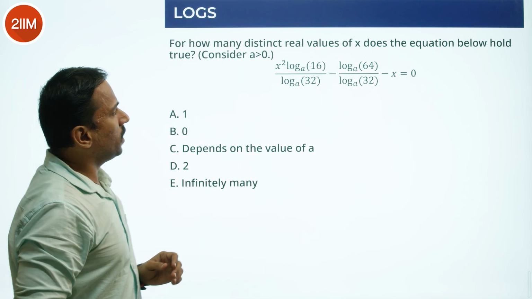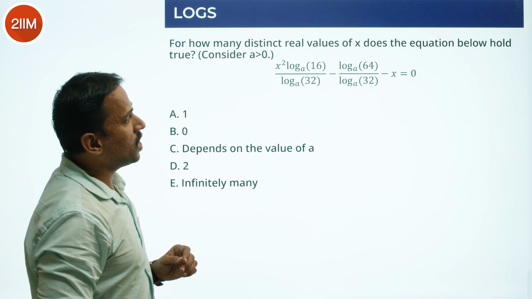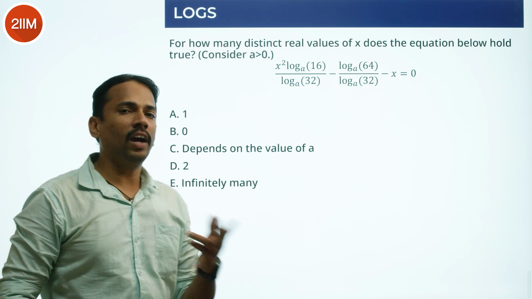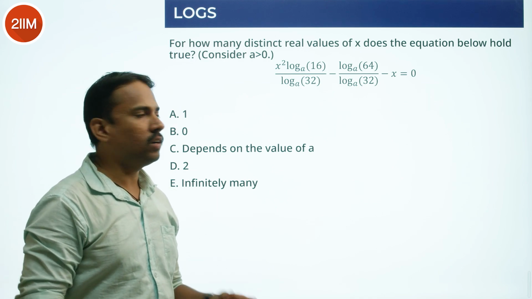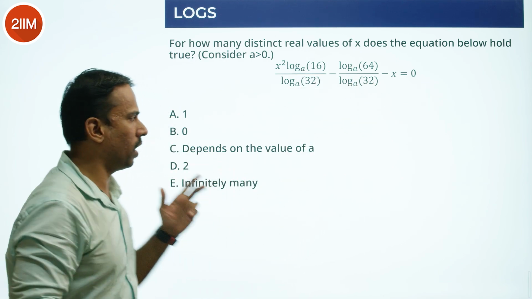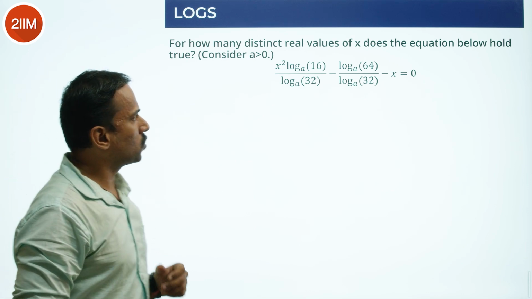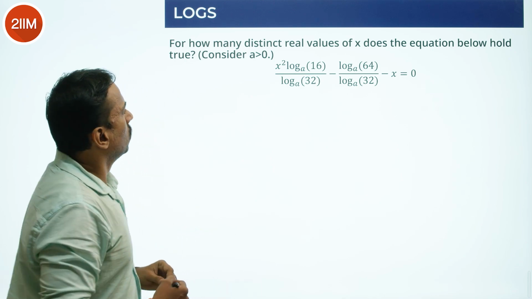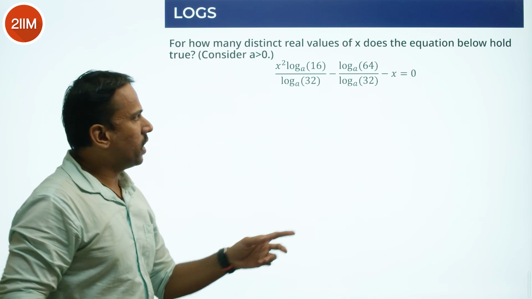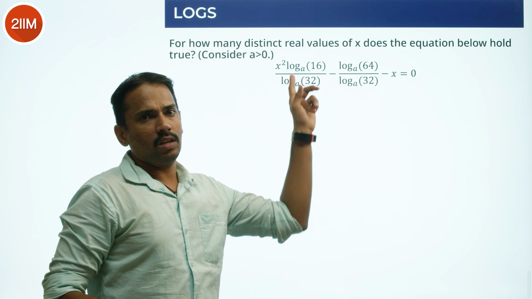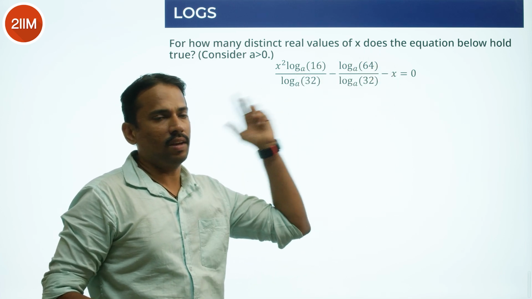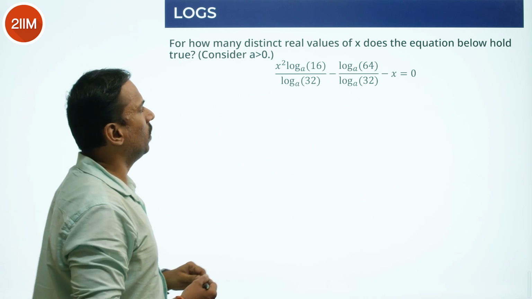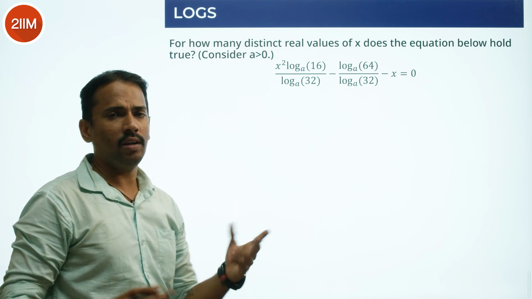For how many distinct real values of x does the equation below hold true? So we need to find out how many values x can take so as to satisfy this equation. Again, we'll go for an empty slide. We have an equation that involves logarithms. It's also given that a is greater than 0. Of course, a needs to be greater than 0, because we can see a in the base everywhere. So a needs to be positive. Fine, all right. We'll try to see some ways to simplify and solve.